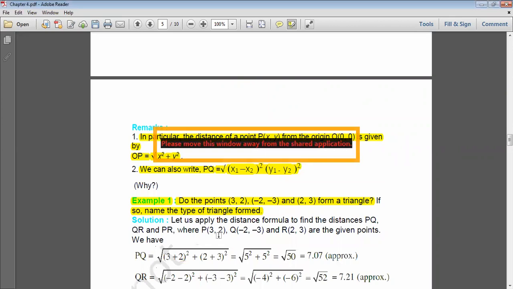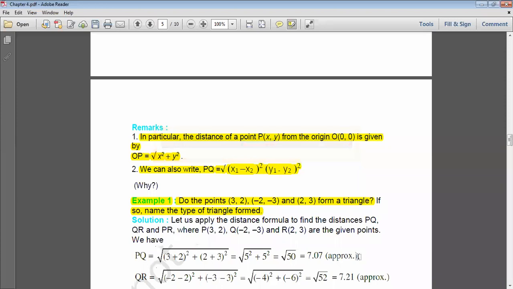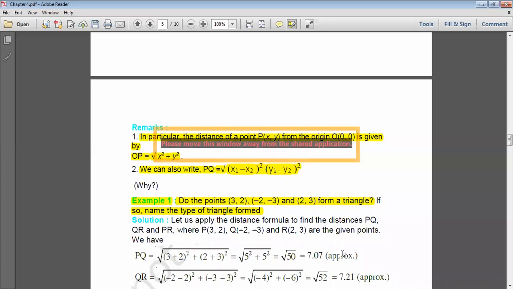See, square root of (3 plus 2) whole squared plus (2 plus 3) whole squared is equal to the square root of 5 squared plus 5 squared, which is equal to the square root of 50. And you have to find the approximate value, which is 7.07.